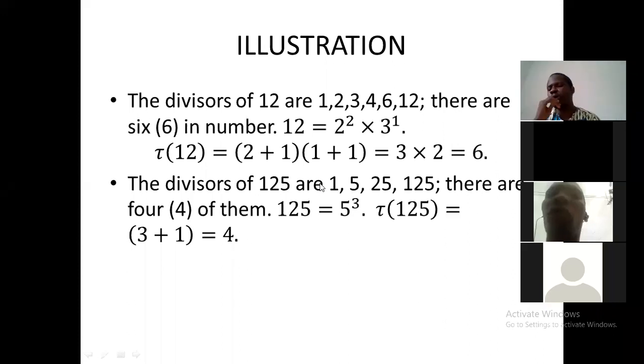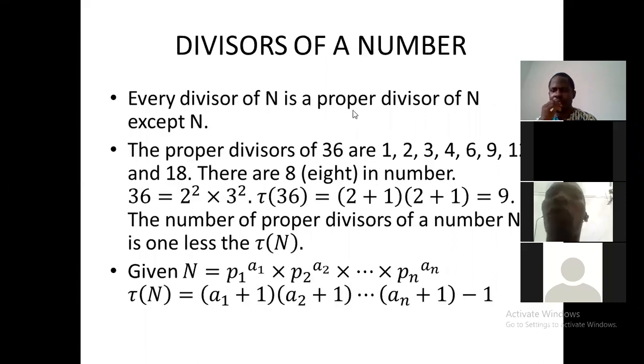Oftentimes you hardly have to list the divisors of a number. You'll be asked to find the number of divisors a number has. So you just simply use your tau function. Simply add 1 to the powers, keep multiplying, and you get your answer. Okay, now let's move on. That is the basic one from our tau function, and that is it.